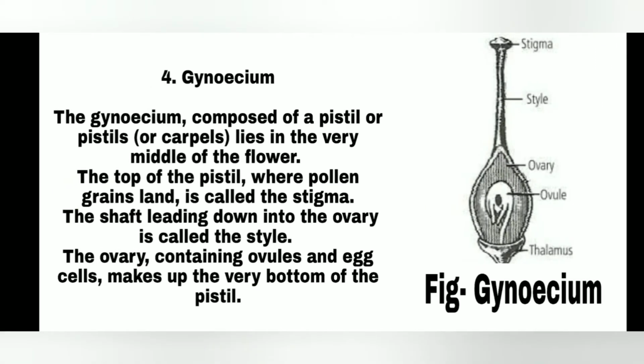Number 4. Gynoecium. The gynoecium, composed of a pistil or pistils or carpels, lies in the very middle of the flower. The top of the pistil where pollen grains land is called the stigma. The shaft leading down into the ovary is called the style. The ovary containing ovules and egg cells makes up the very bottom of the pistil. Gynoecium is displayed on the right hand side.